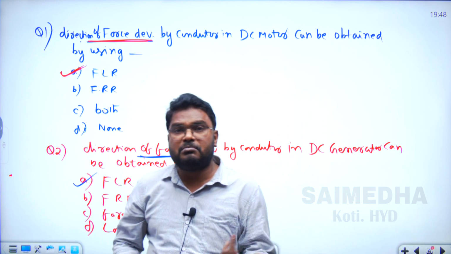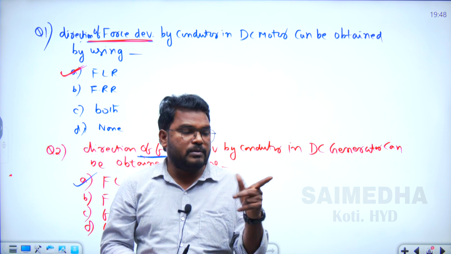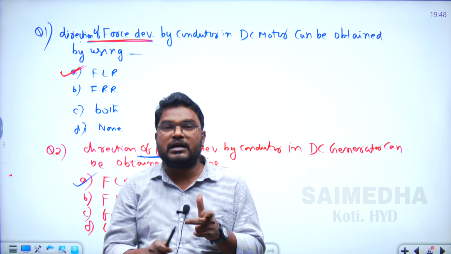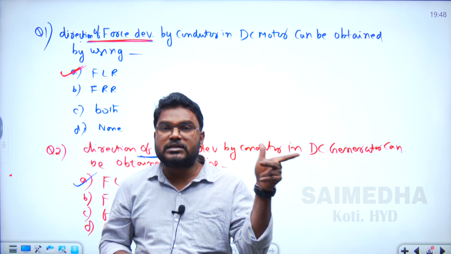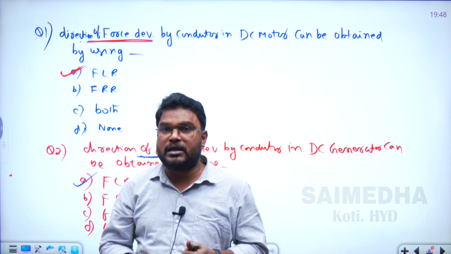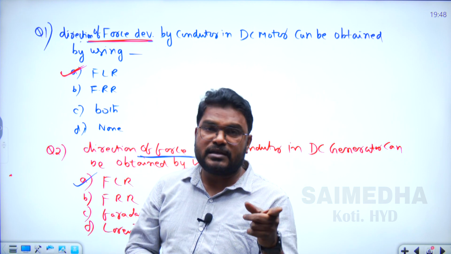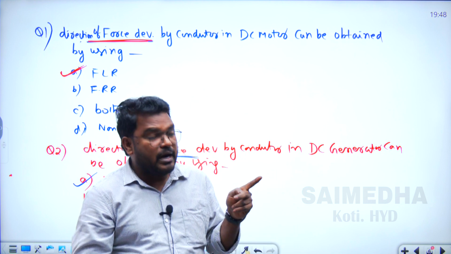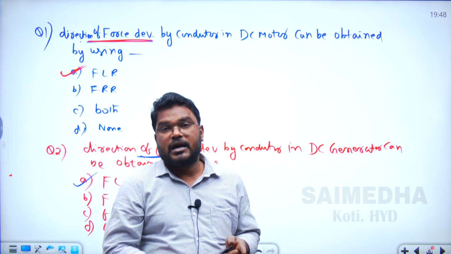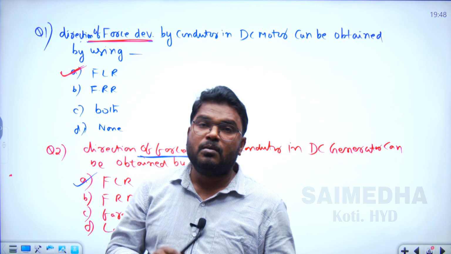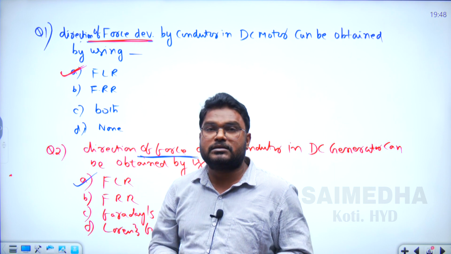What is the statement of Fleming's left hand rule? The forefinger, center finger and thumb of the left hand are stretched in a perpendicular direction to each other. The forefinger indicates the flux, the center finger indicates the current direction, and the thumb indicates the force developed by the conductors.